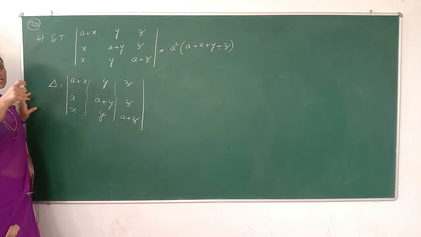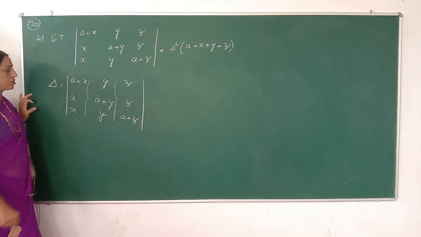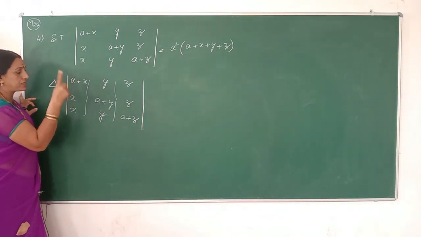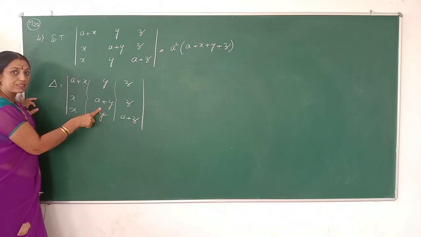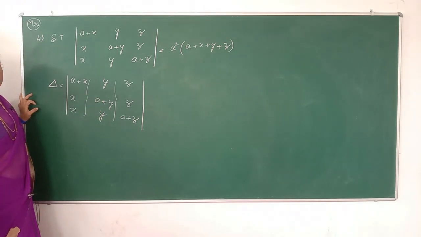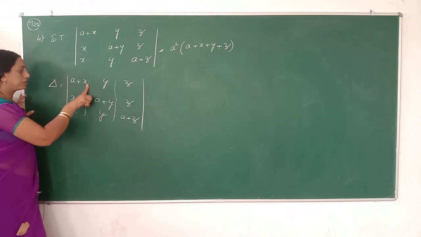Now, do these elements have a common factor or a multiple of any common number? No, because the first element depends on 3 times x, the second element depends on 3 times y, and the third element depends on 3 times z. So it does not have a common multiple.